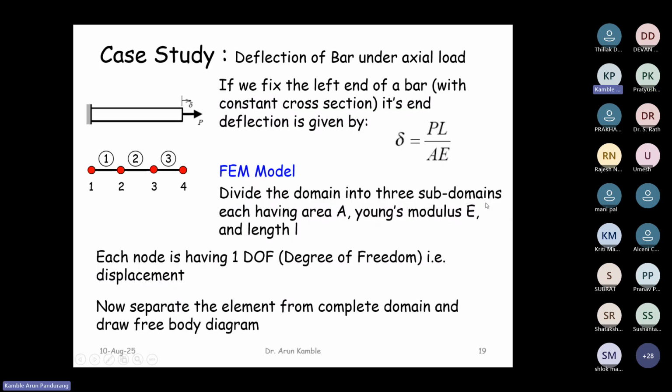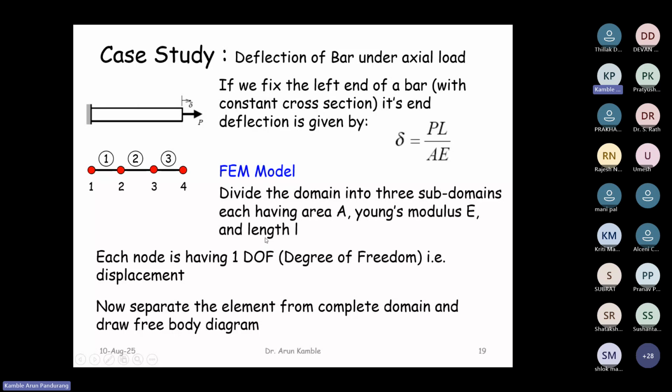Okay, so guys, here we are going to see one case study to find the deflection of a bar under axial load. We are considering a bar which is fixed at the left end and free at the right end, where there is a force P. Here we are finding the deflection by using the finite element approach. In strength of materials we have seen that we can find the deflection by using the formula PL by AE. L is the total length, A is the cross-sectional area, and E is the Young's modulus.